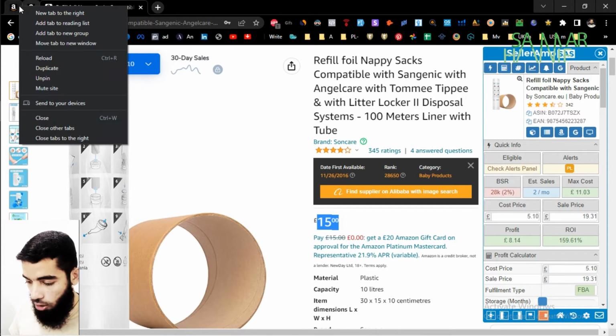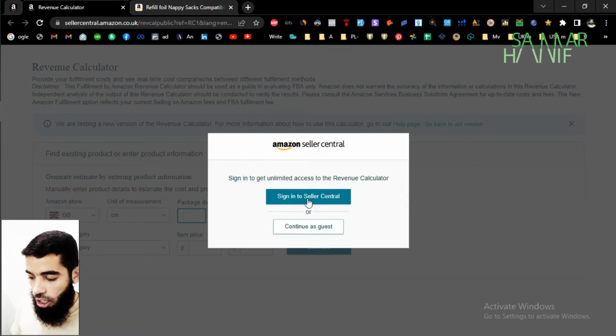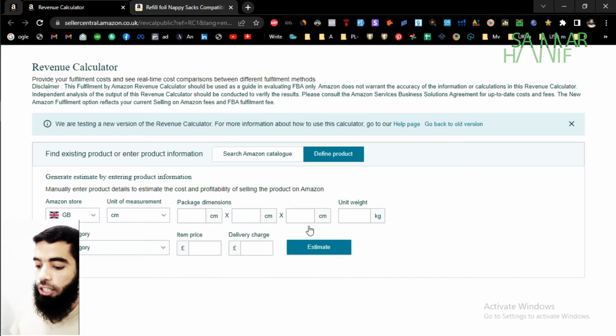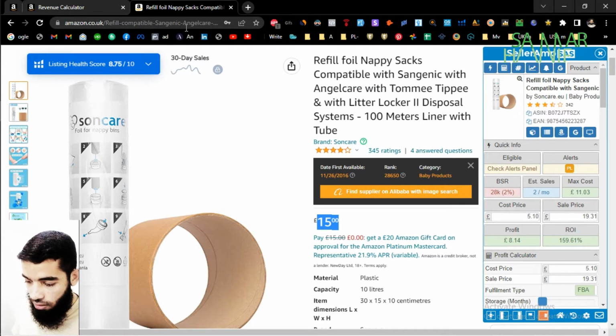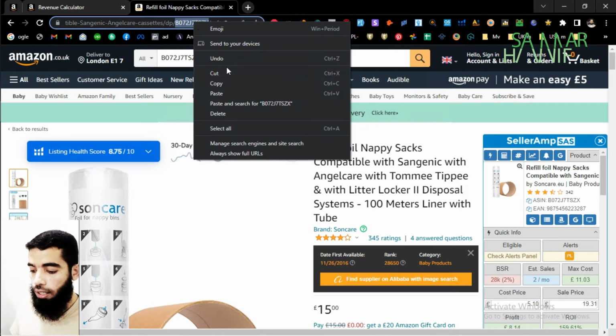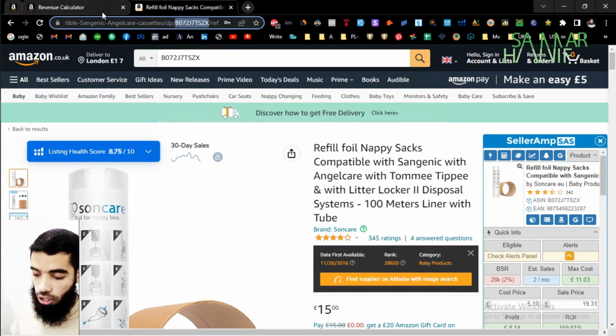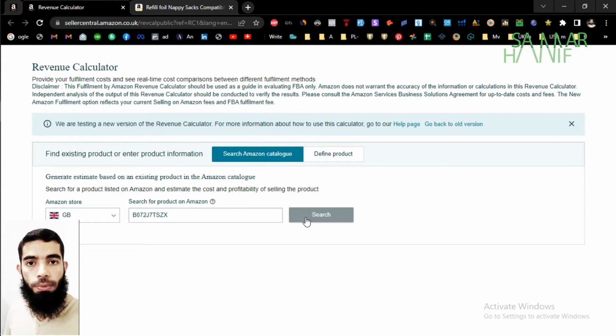Open the FBA calculator in a new tab. Just go to this link. It will ask you to sign in to your Seller Central, or you can continue as a guest for now. Right now I'm going to evaluate a product for wholesale FBA, so I'm going to click search Amazon catalog. Copy the ASIN from the product description section or from the URL here and search this ASIN in the FBA calculator. I'll put the link to this calculator in the description below.